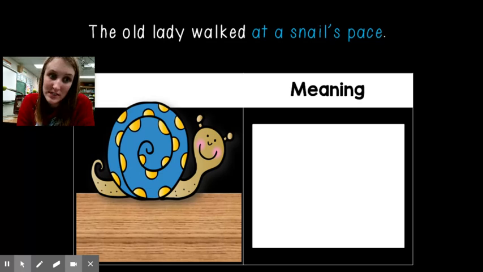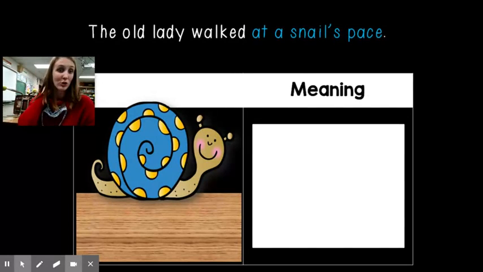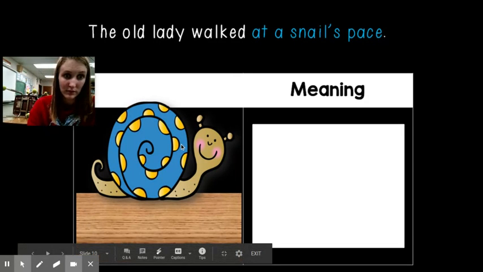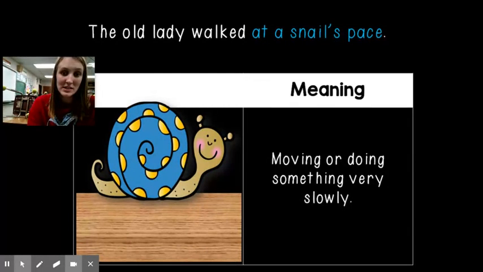You might have heard this idiom before, so you might already know. But we hear idioms, we read idioms in books, and we hear them in language, and we need to be able to look at context clues to try and figure out what they mean. The literal meaning would be the old lady is literally walking as slow as a snail. But the figurative meaning is she's just moving or doing something very slowly.